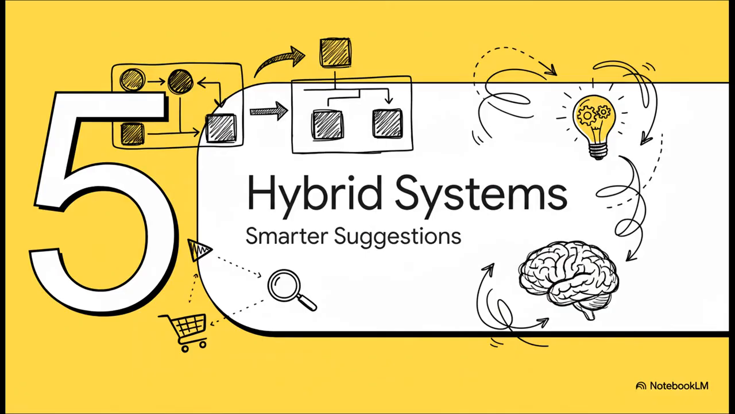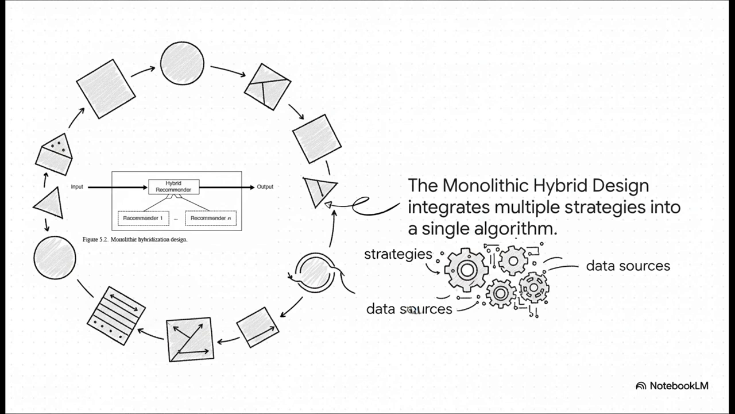Okay, so if each of these methods has its own obvious pros and cons, the next logical question is, why not just combine them? And that's exactly what the most advanced state-of-the-art recommendation systems are doing today. They're all hybrids. One way to build a hybrid is with what's called a monolithic design. Now, instead of just running separate engines and blending the results, this approach builds one single, massive algorithm from the ground up, weaving in all the different strategies and data sources from the very beginning.